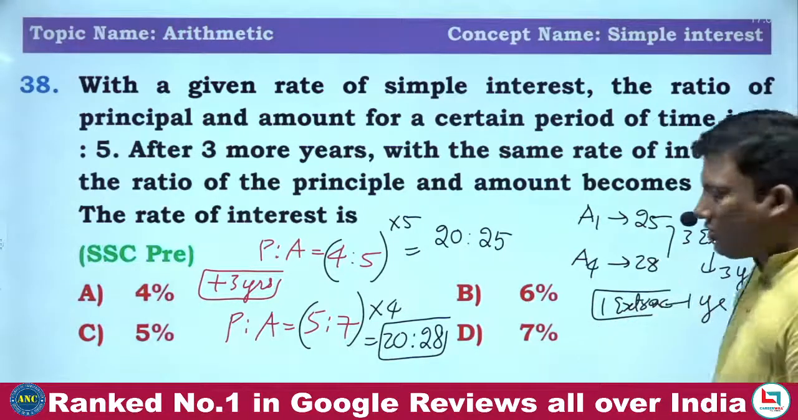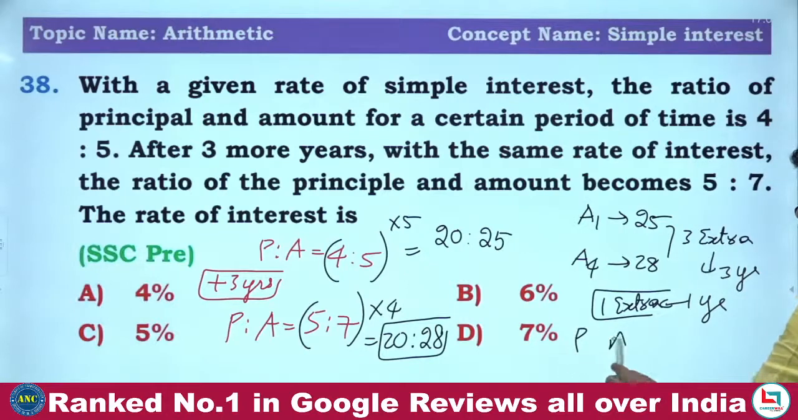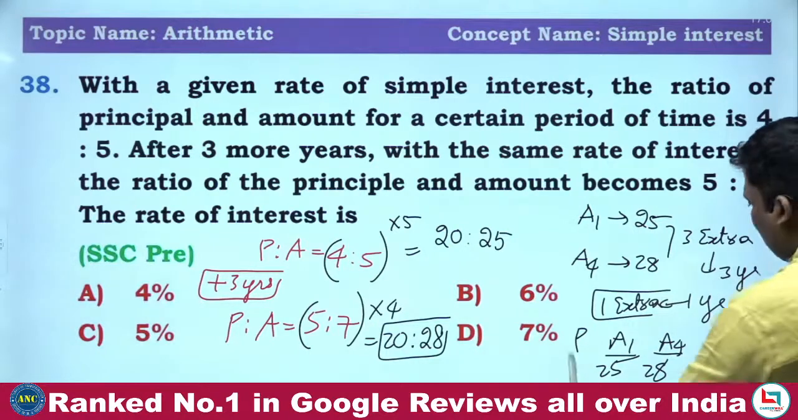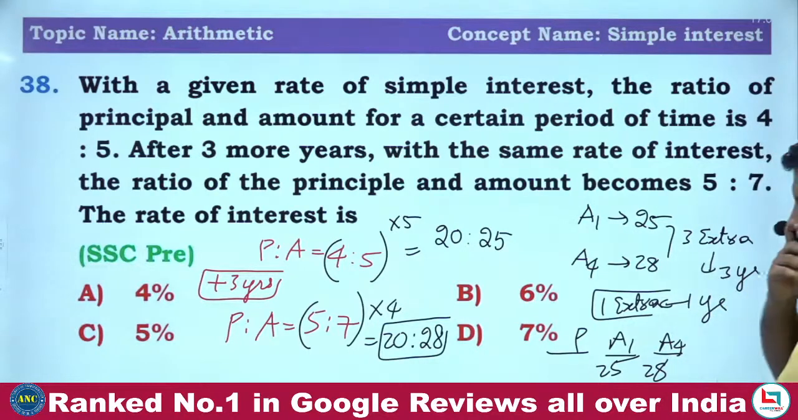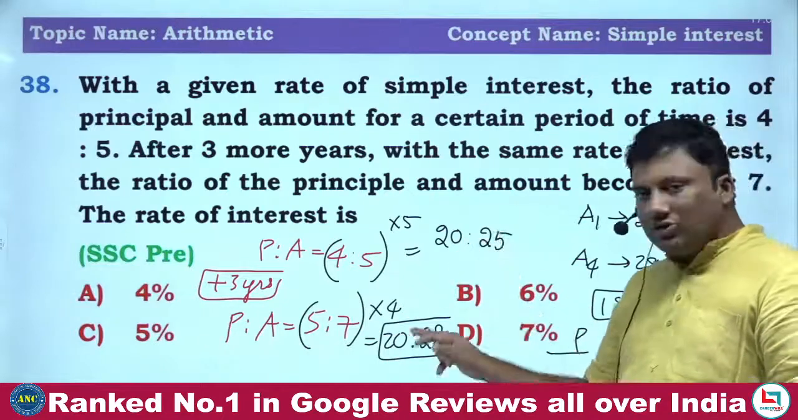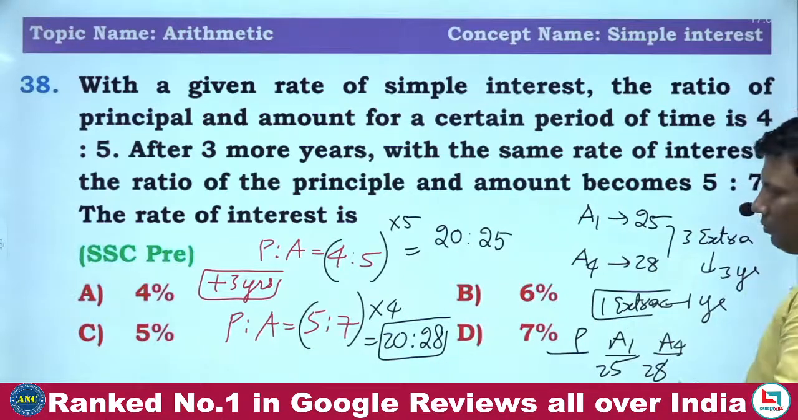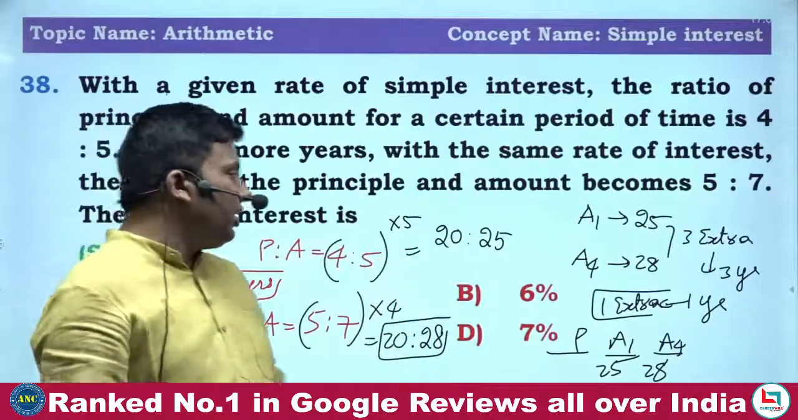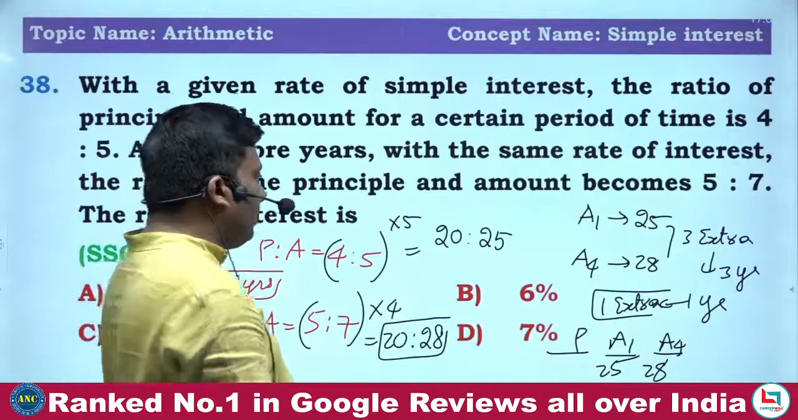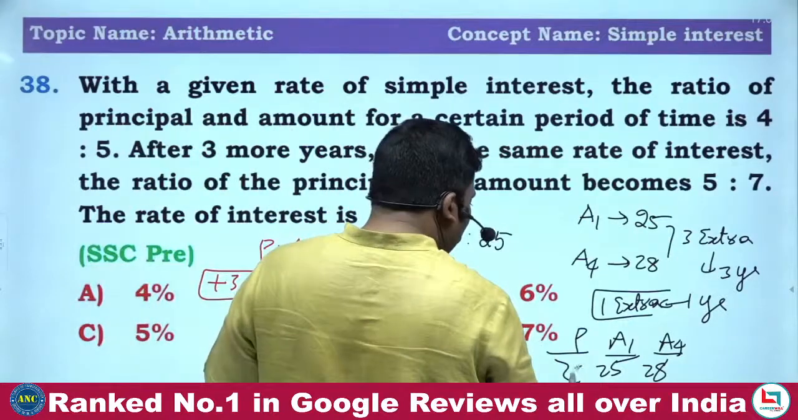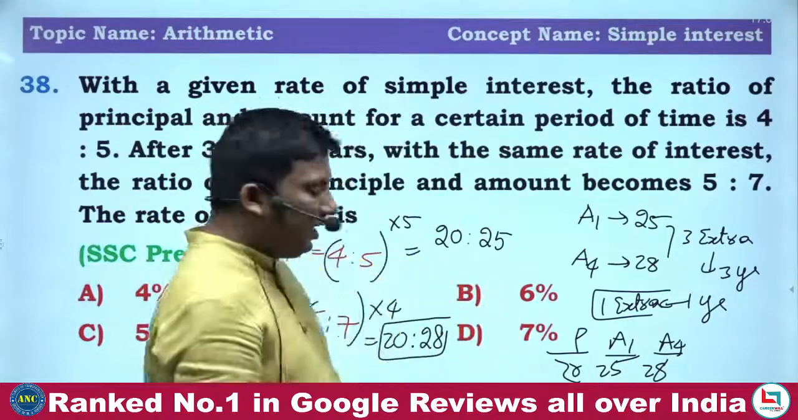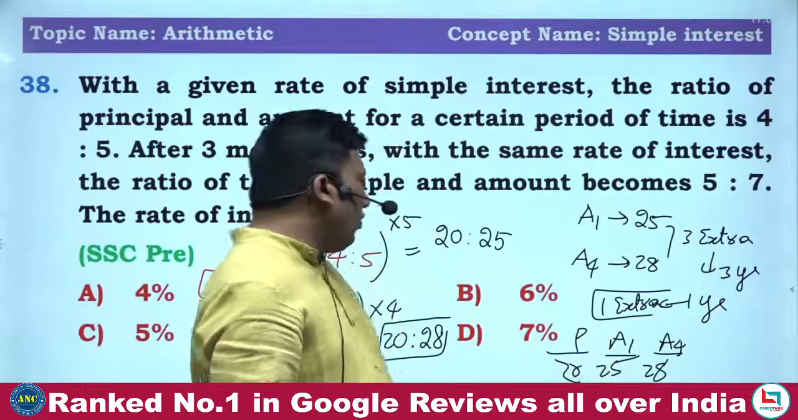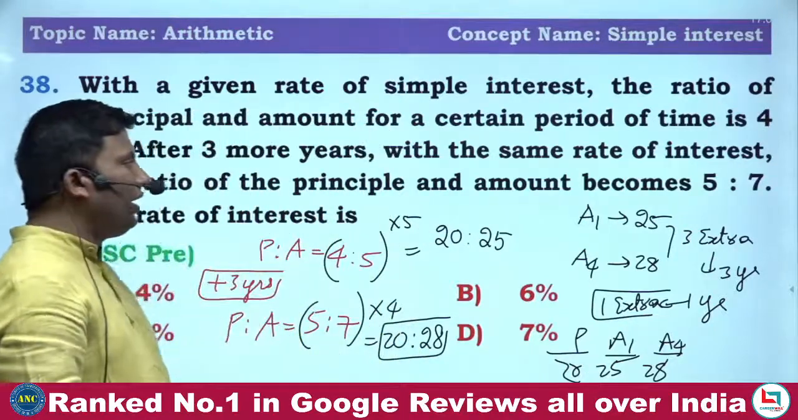If in 1 year it is 1 extra, principal 20 becomes 25 after 1 year and 28 after 4 years. So 25 is becoming 28, 3 extra in 3 years, 1 year, 1. So there is 1 increase on 20, 1 by 20. From there, you will get the answer.